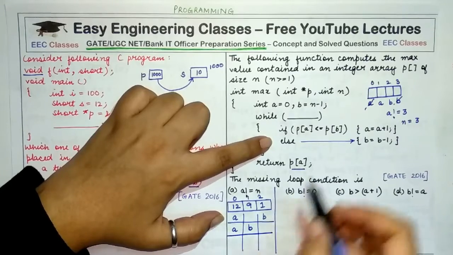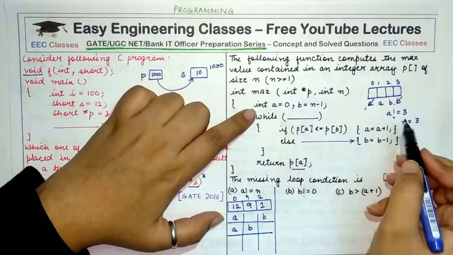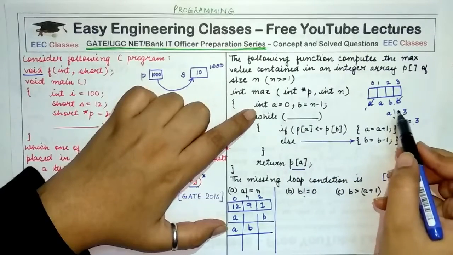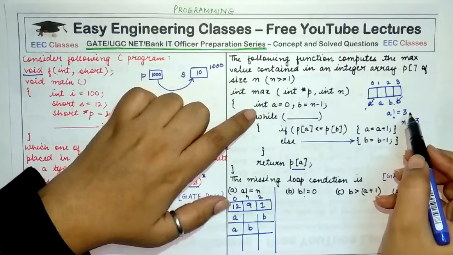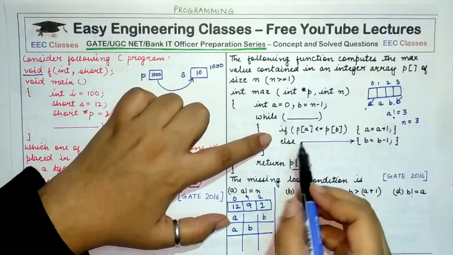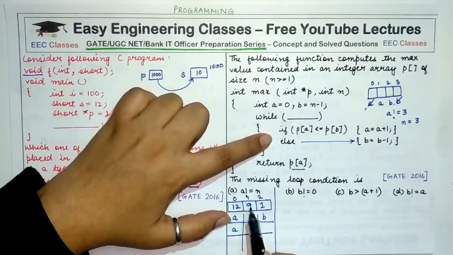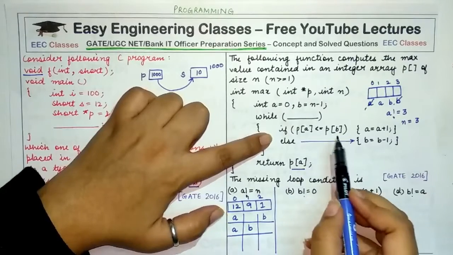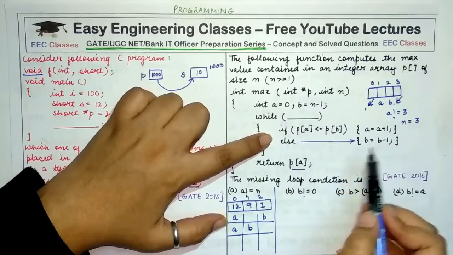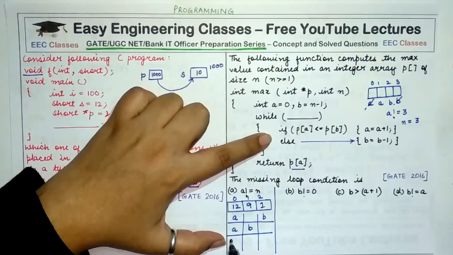Now I execute the loop again. First of all, I check the condition, is a not equal to 3? Yes, a is 0, so I'll enter the loop. Is the value at a less than the value at b? 12 is less than 9? No, 12 is greater than 9. So I again decrement the value of b and now both a and b point at 0.